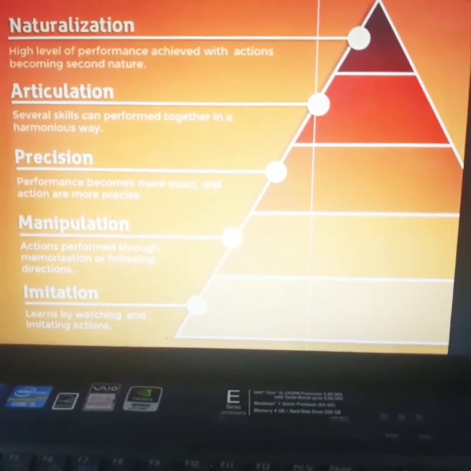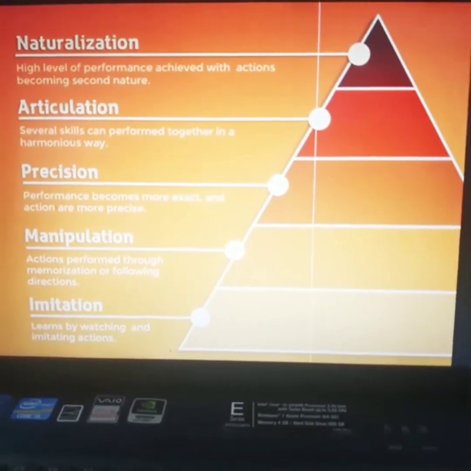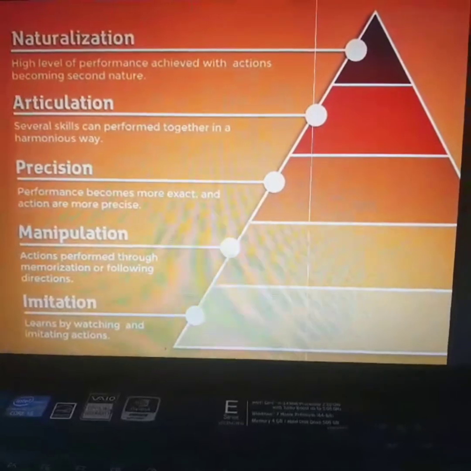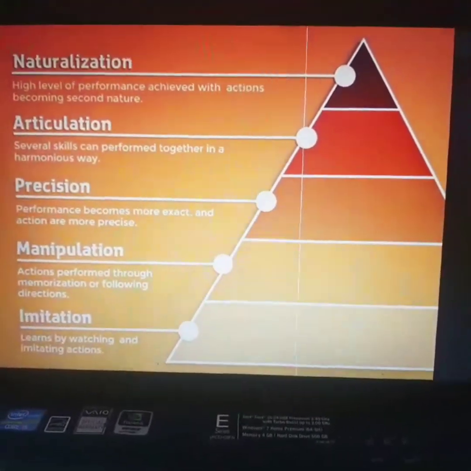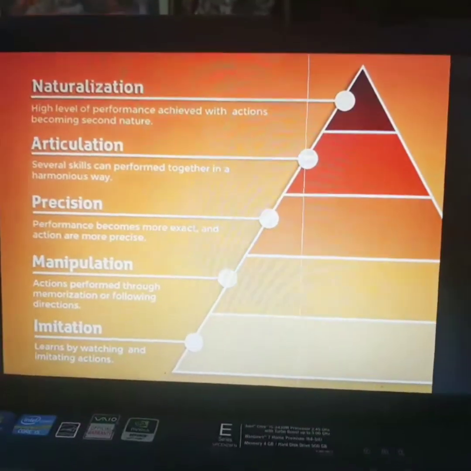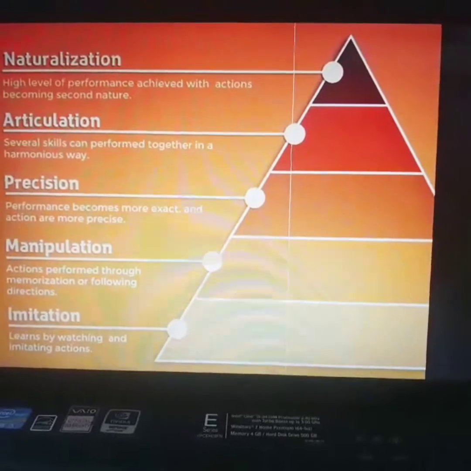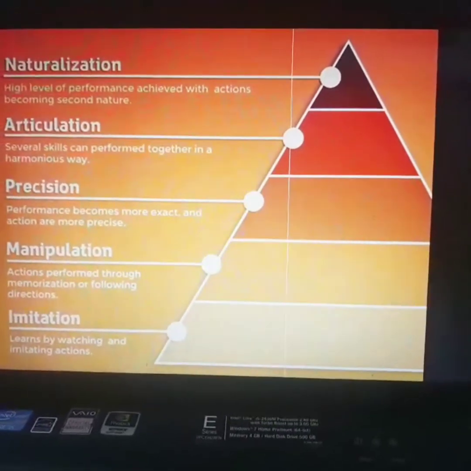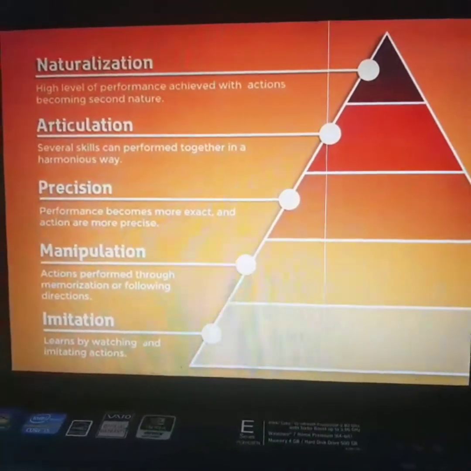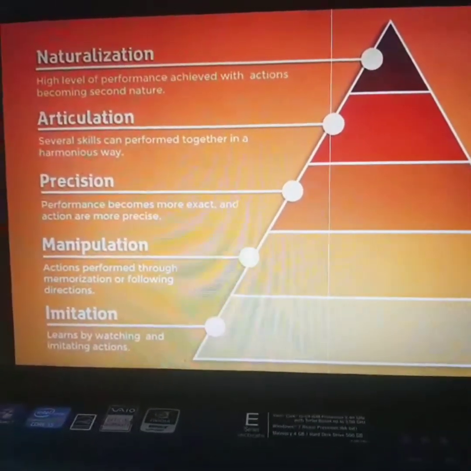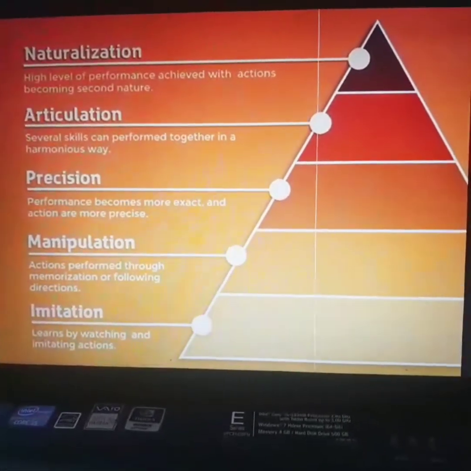Then you can see the next level, which is precision. What is precision? Performance becomes more exact and actions are more precise. So here is the reproduction of operations. The learning is carried out with speed and refinement. It helps to give the learner the ability to control his or her actions according to the requirement. So the child or the learner develops the ability to perform complex tasks at this stage.